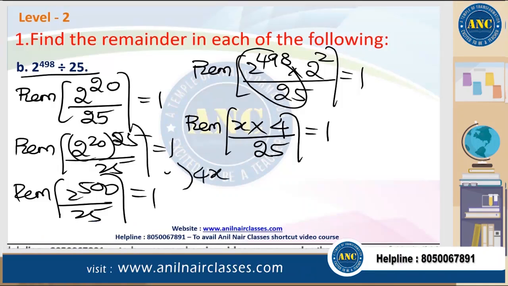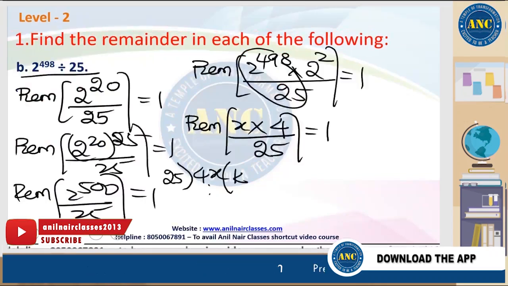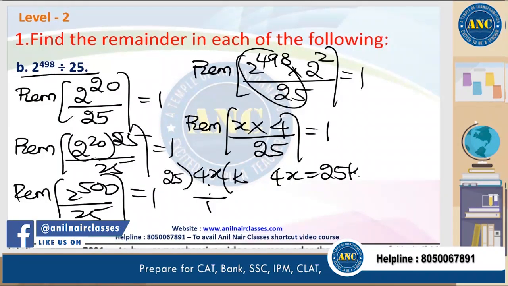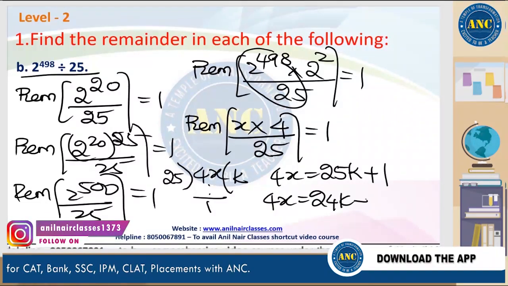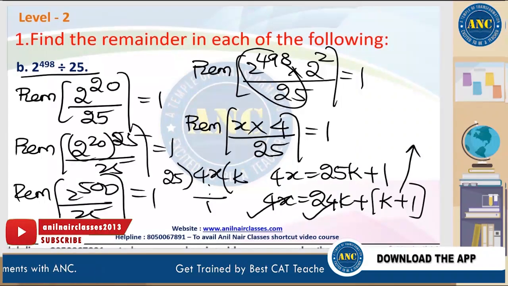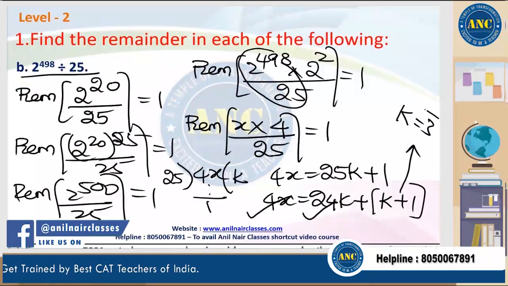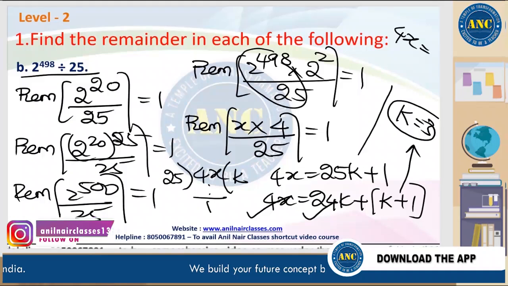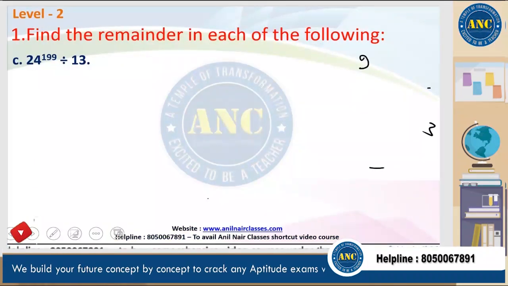So 4x when divided by 25, I don't know the quotient k, but I know the remainder as 1. So 4x is nothing but 25k plus 1. So 4x is nothing but 24k plus k plus 1. 24k is divisible by 4, so k plus 1 should be divisible by 4. So k plus 1 is 4, k is 3. If I substitute 3, 4x is nothing but 75 plus 1, 76. x value is 19.